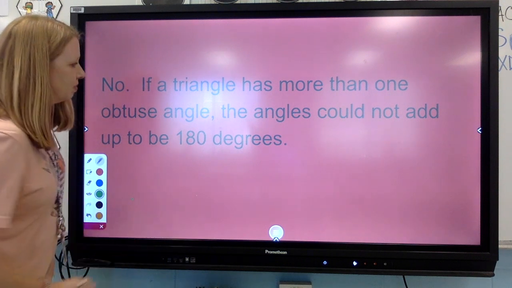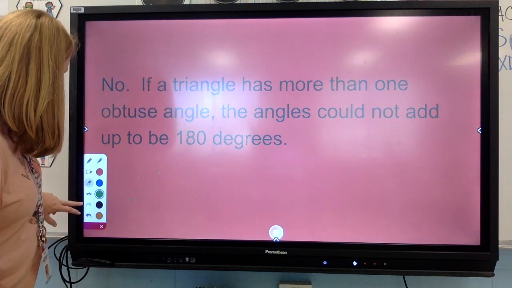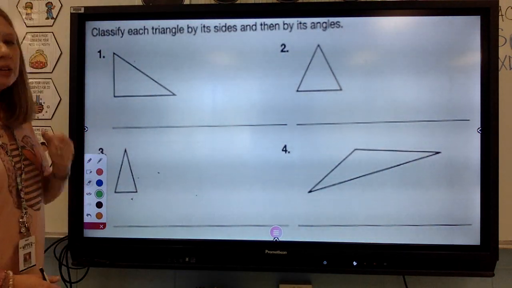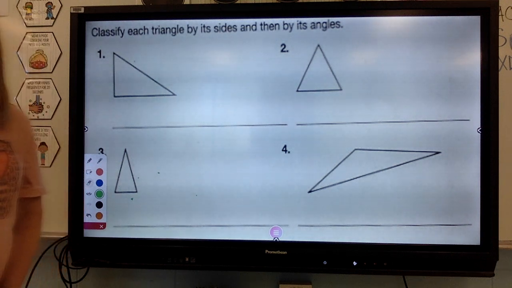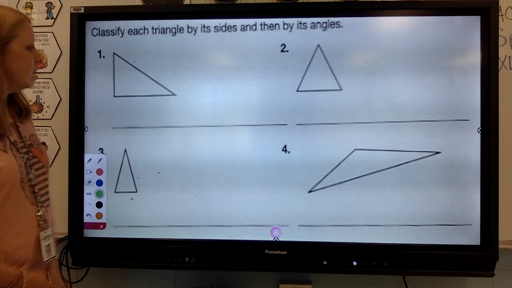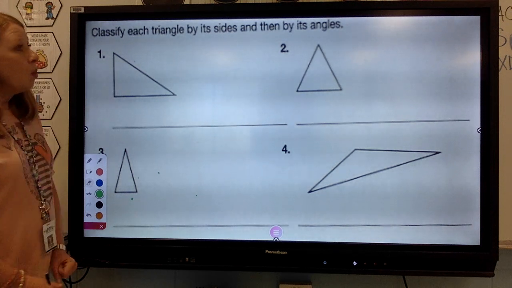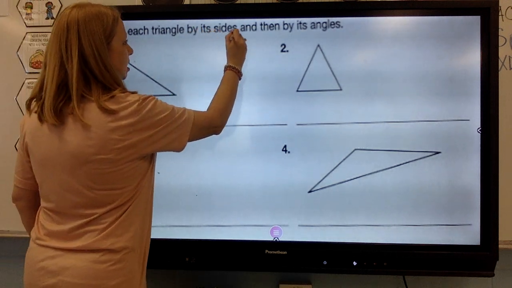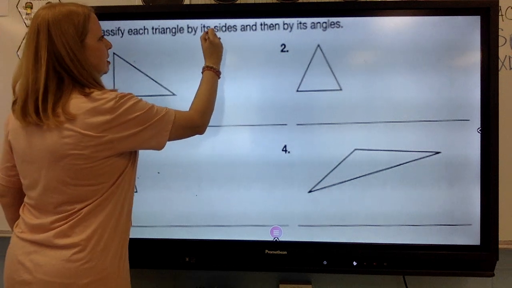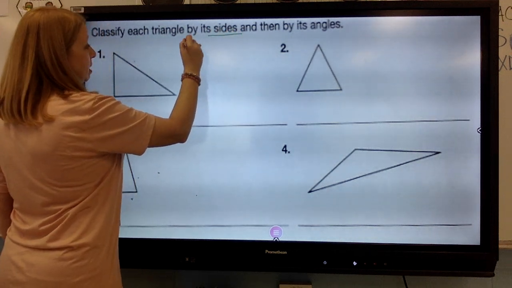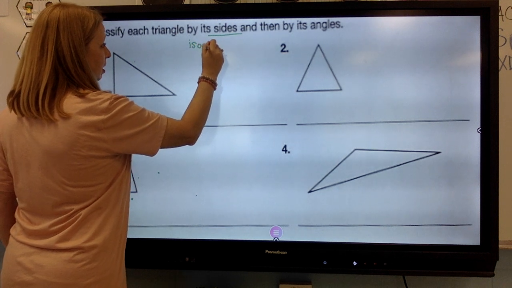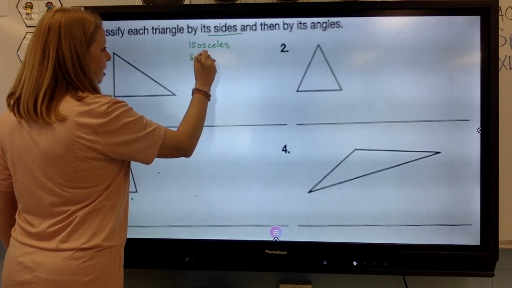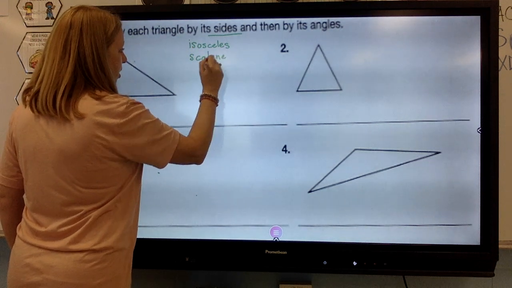Let's do a couple of examples very quickly. All right. So here we go. We're going to classify each of these triangles by its angle and by its side. So let's look at number 1, okay? Remember, when I'm classifying by the sides, I'm going to name it either isosceles, scalene, or equilateral.